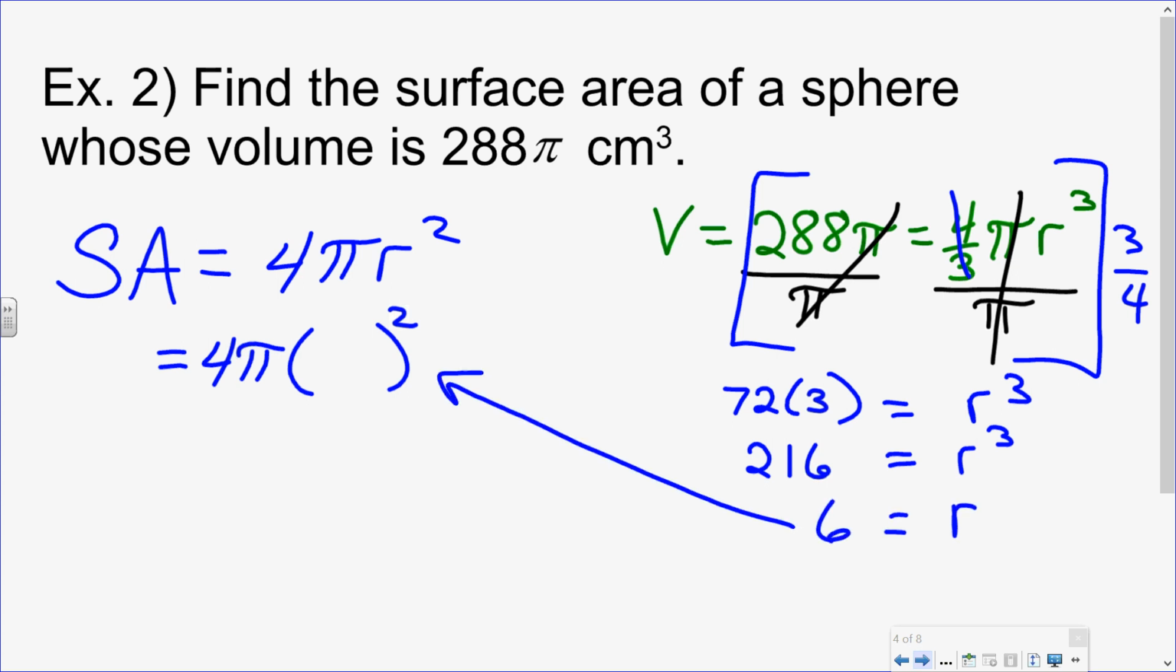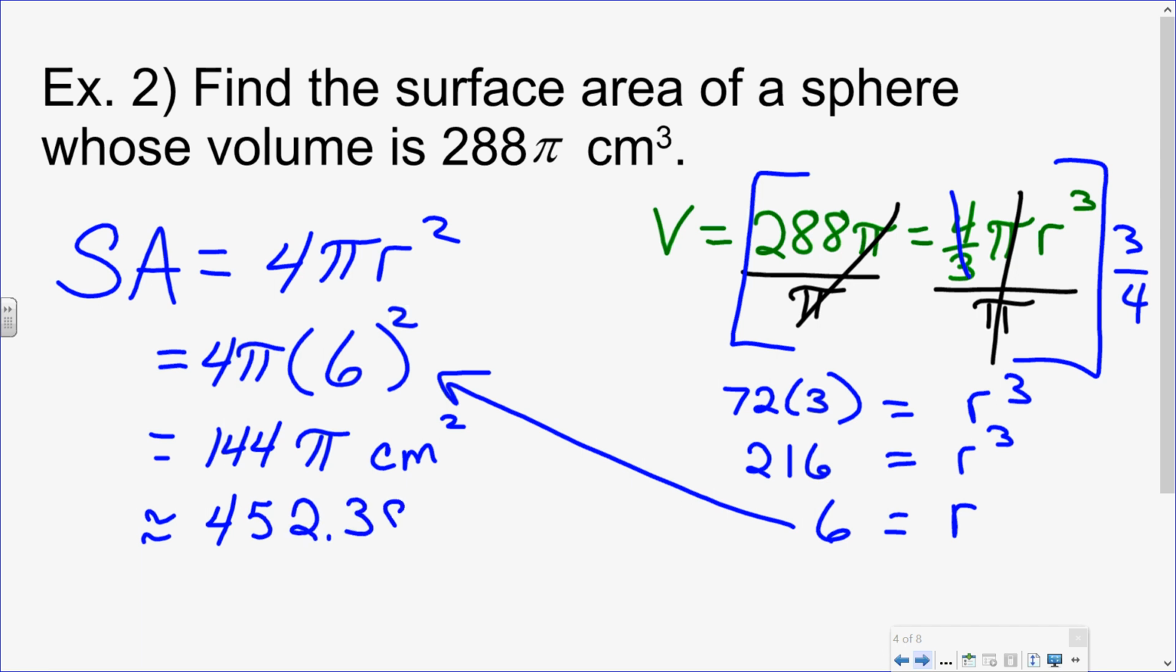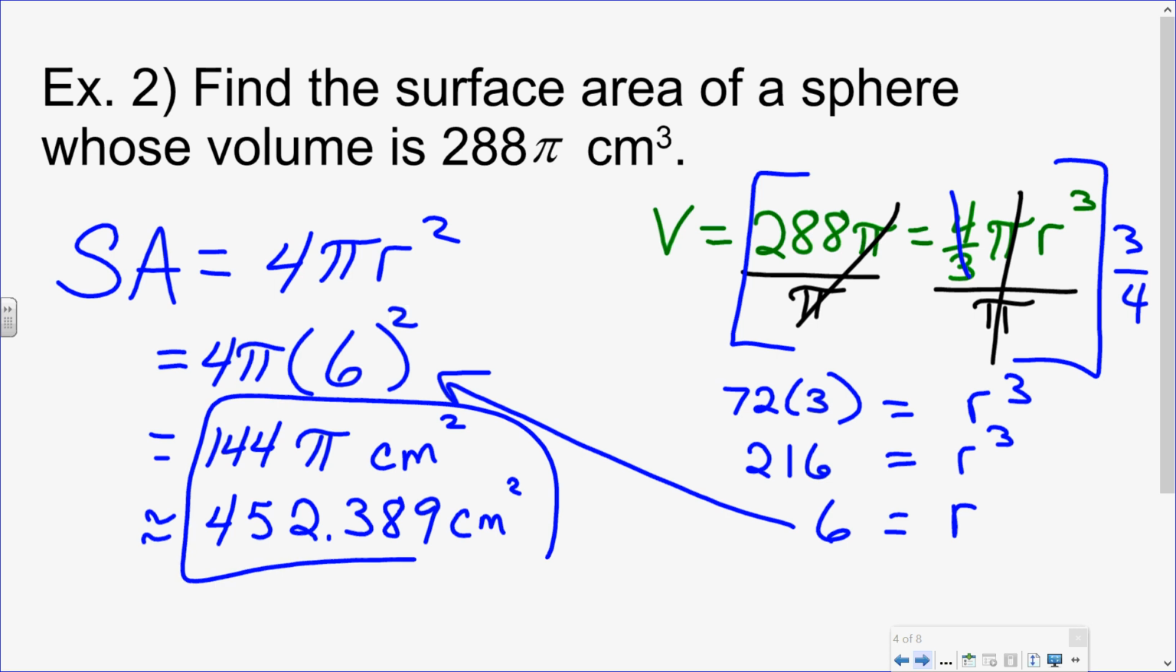So all I need to do now is plug that in over here. And 4 times 36, I think, is 144. Times the pi. I simplify everything except the pi as much as possible. And that's my exact answer. I have not rounded. With a calculator, I believe we get 452.389. If you guys have your calculators handy, go ahead and get those turned on so that you can help me with some of those approximate answers when we plug in for pi.